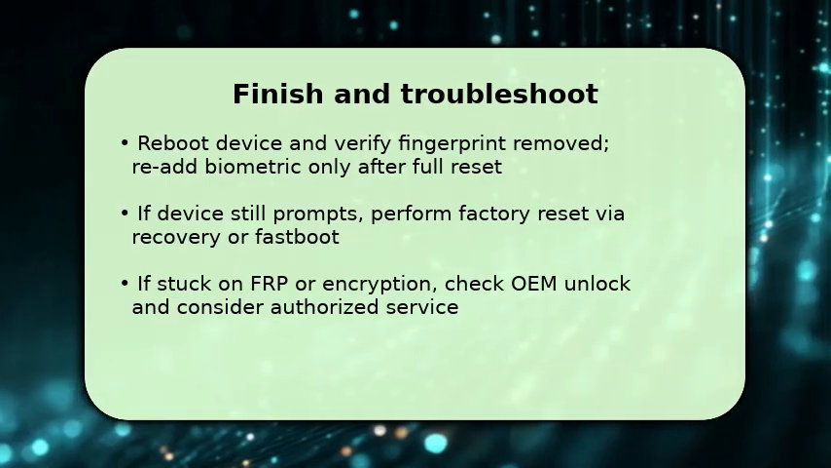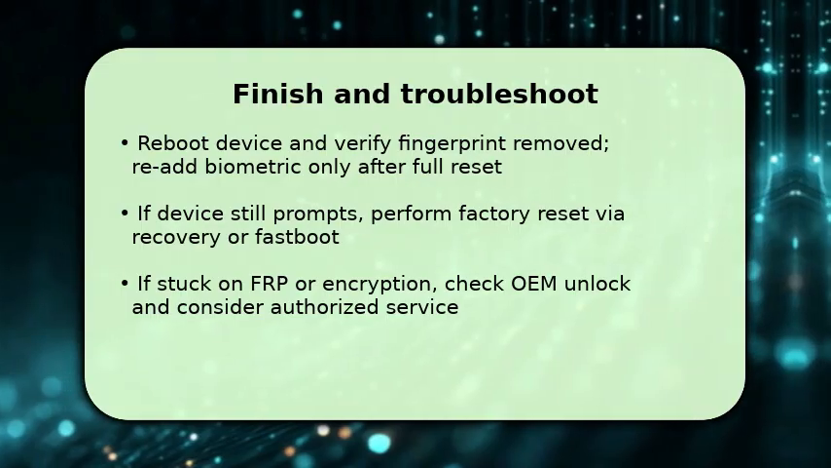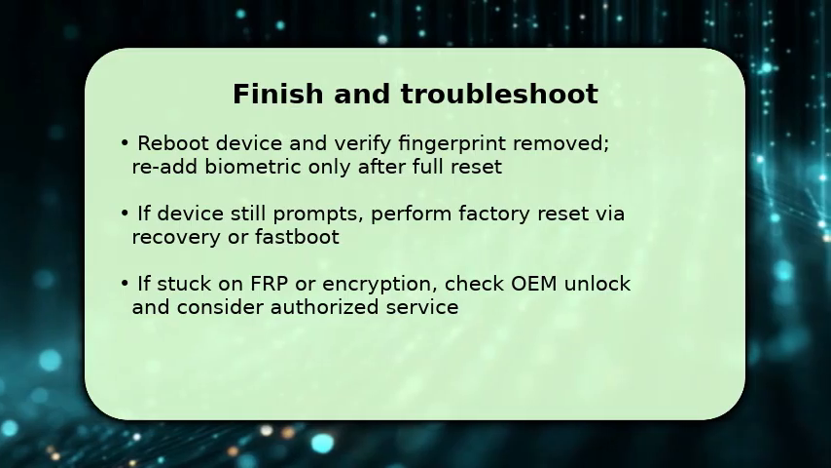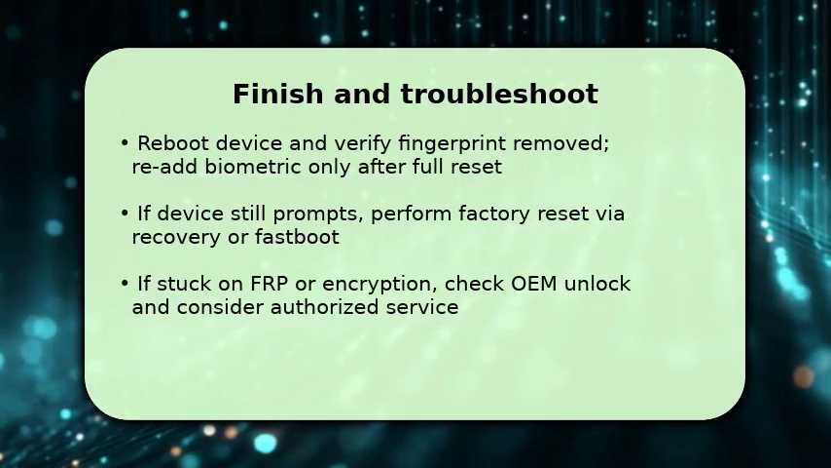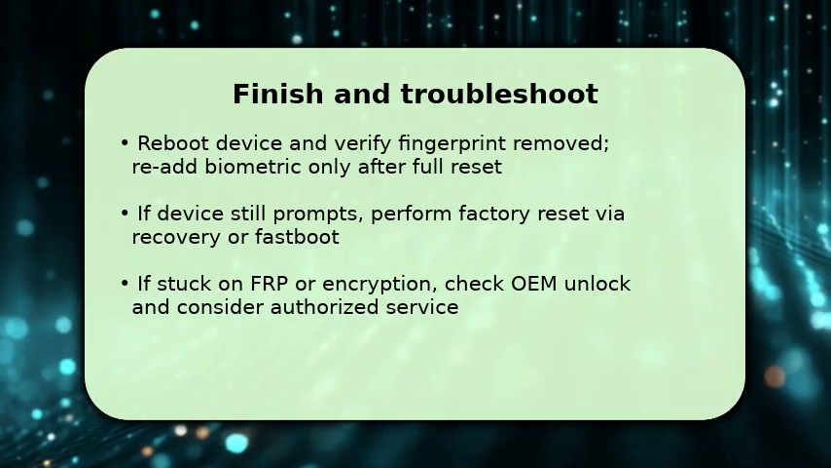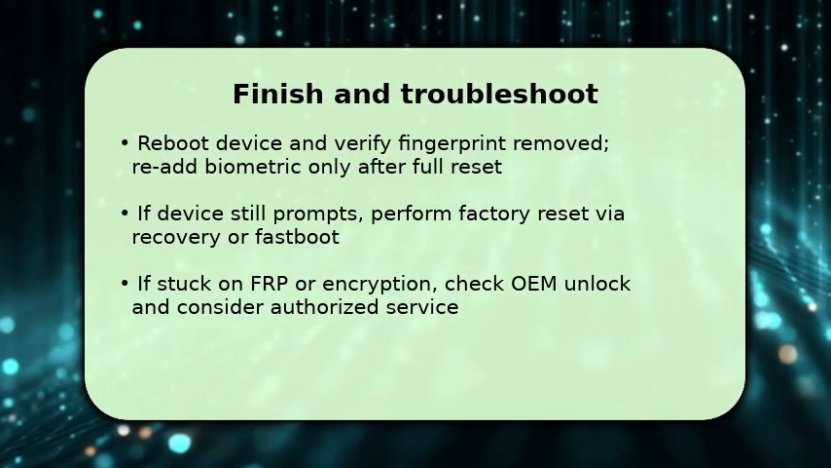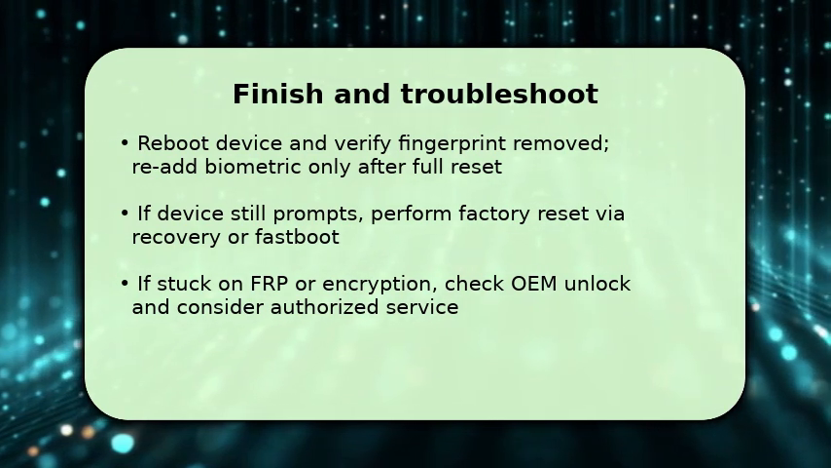If you encounter factory reset protection or encrypted storage that rejects ADB changes, ensure OEM unlocking was enabled beforehand or contact authorized support. Forcing around FRP risks bricking. One key troubleshooting tip: if the device won't accept ADB commands, reinstall drivers and re-enable USB debugging, then repeat the removal.